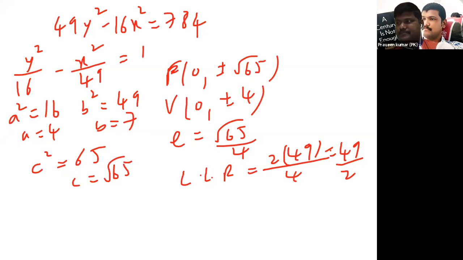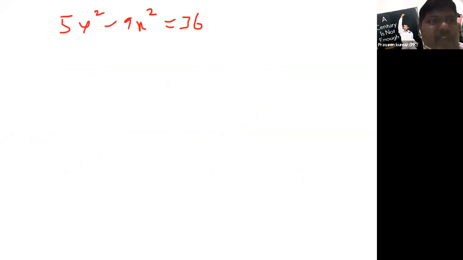Next one. One more question, my dear students. Are you ready? Can I give? This one is a small logic I can give. 5y square minus 9x square is equal to 36. Maybe here you are getting some fractions, my dear students.